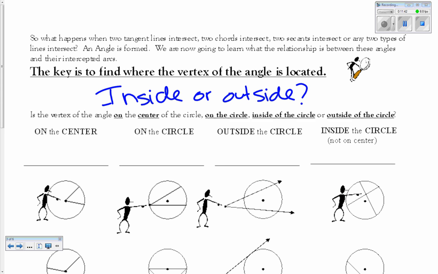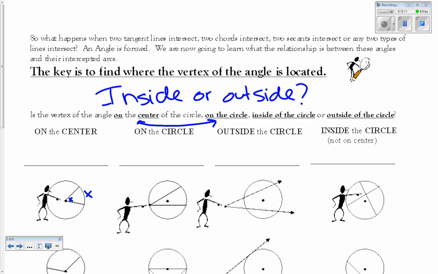Okay, so if the vertex of the angle is on the center of the circle, on the circle, inside or outside. We've already looked at on the center and on the circle. That's what we did in the first two lessons. If it's on the center, we know that the arc equals the angle. The measure of the angle equals the measure of the arc. So that means that this is the same as this.